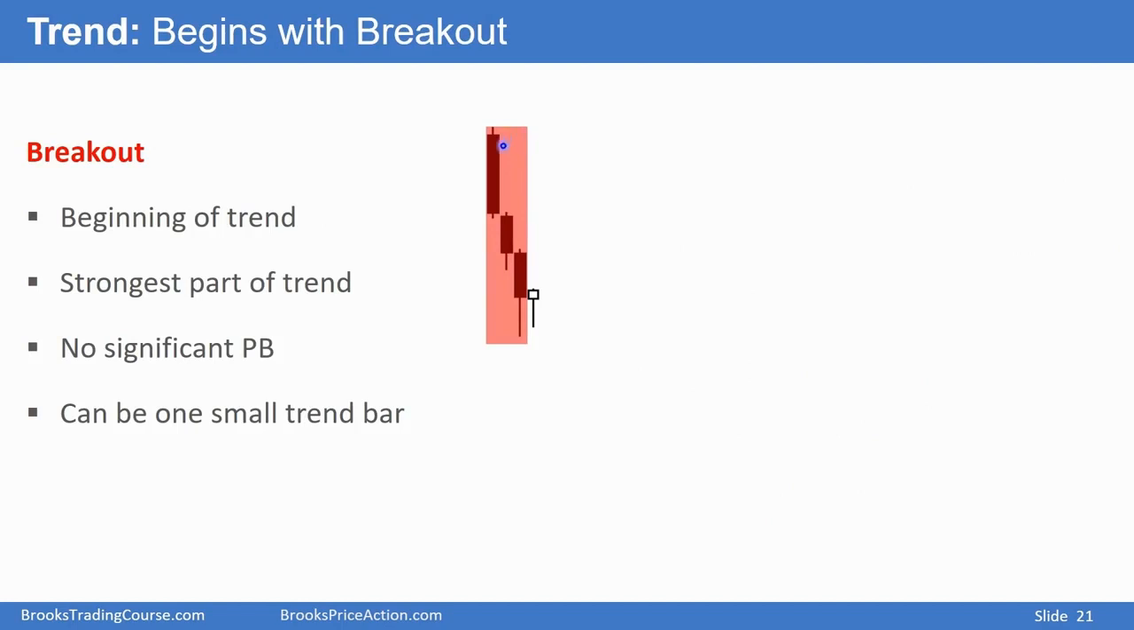In a bear trend, every bear trend begins with a breakout. It can be 1 bar, it could be 5 or 10 bars. Here, it's 3 bars. It's the strongest part of the trend, and there's no significant pullback.